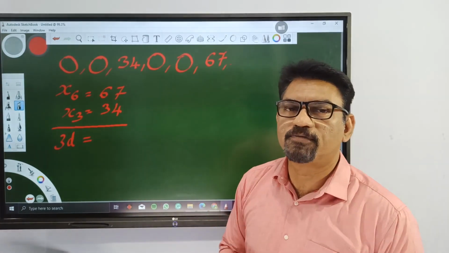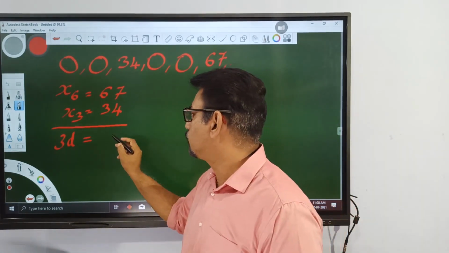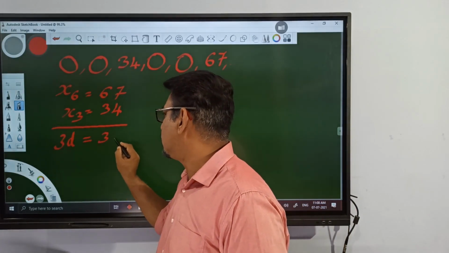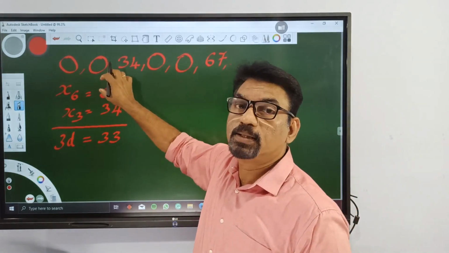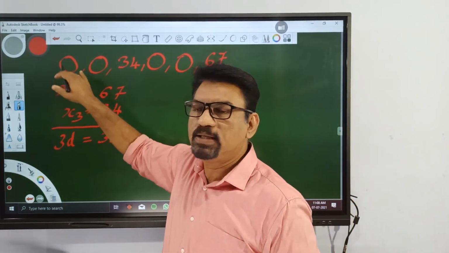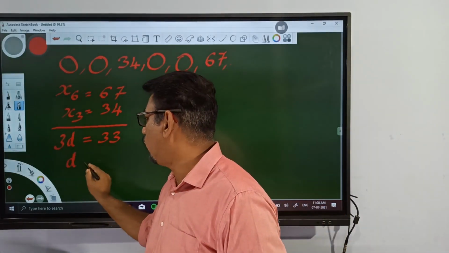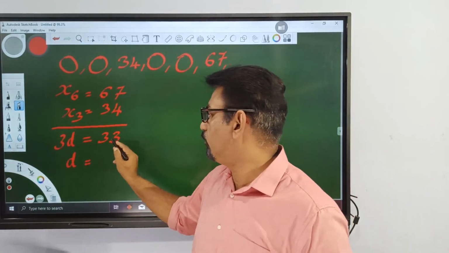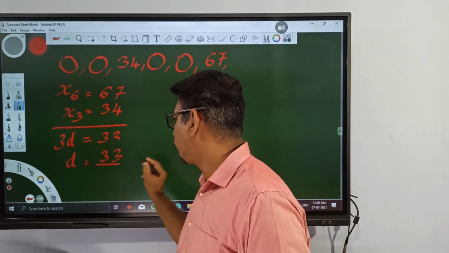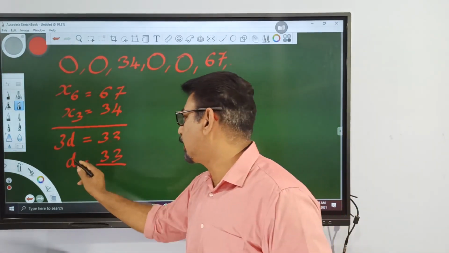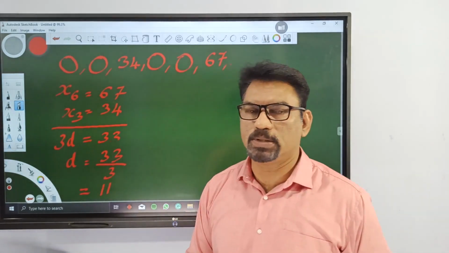What is the term difference here? The difference between the terms, the numbers, that is 67 minus 34, which is equal to 33. 33 is the difference of the numbers, that is, terms. Their positions differ by 3. So in order to find one common difference, we have to divide this 33, the difference of terms, by 3. That's equal to 11. 11 is the common difference of the sequence.